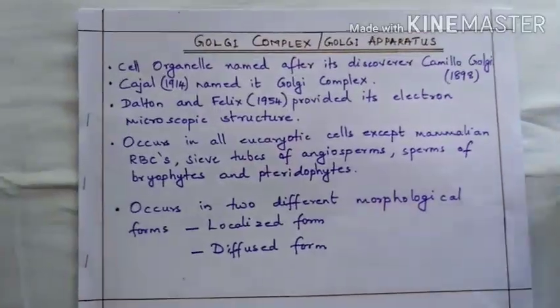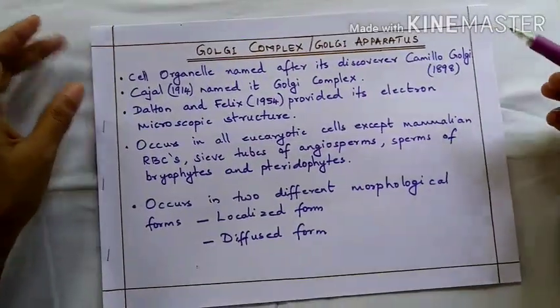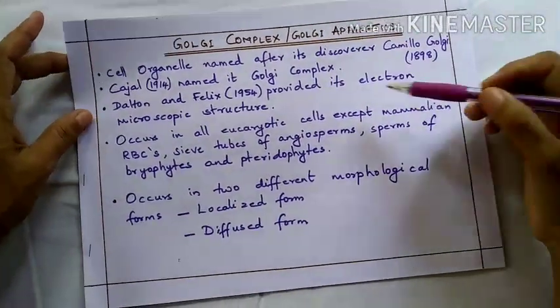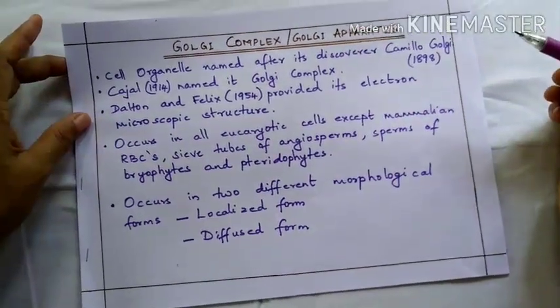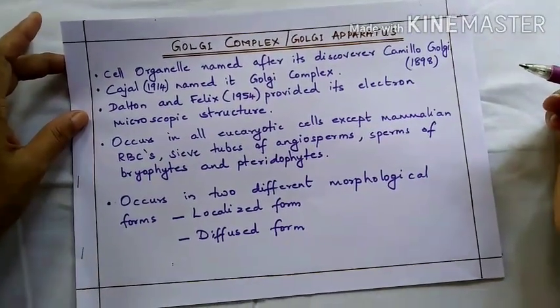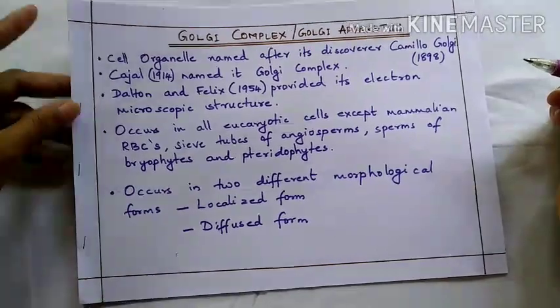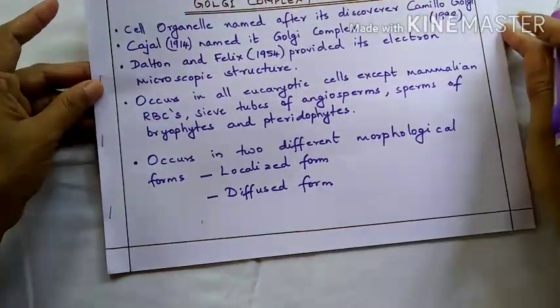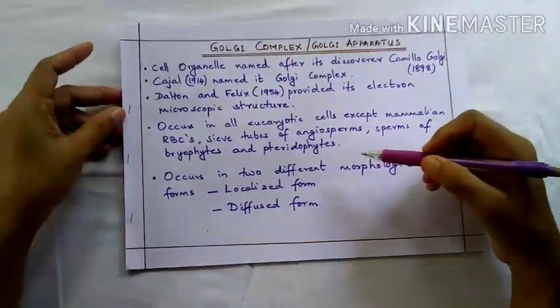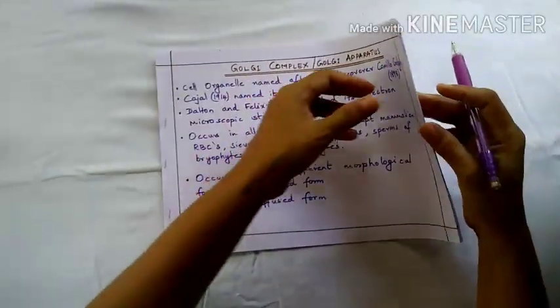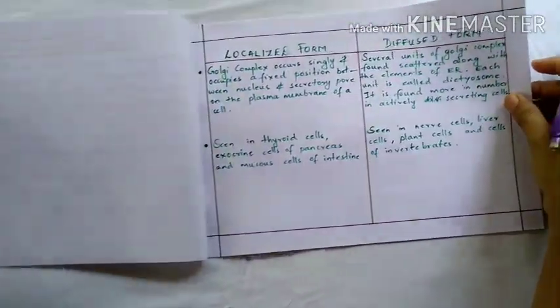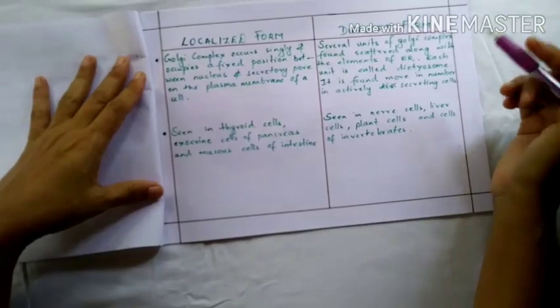It occurs in all eukaryotic cells except mammalian RBCs, sieve tubes of angiosperms, sperms of bryophytes and pteridophytes. It occurs in two different morphological forms, localized and diffused. Let's try to understand what it means.